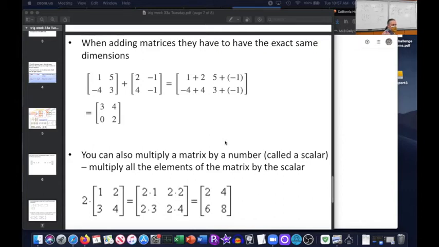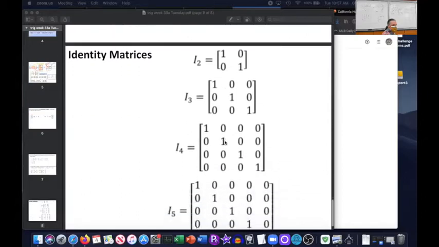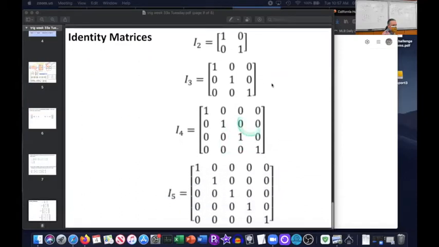Okay, and then the last thing is what we call identity matrices. And so this letter I indicates the dimensions of the matrix where the rows and columns are exactly the same.